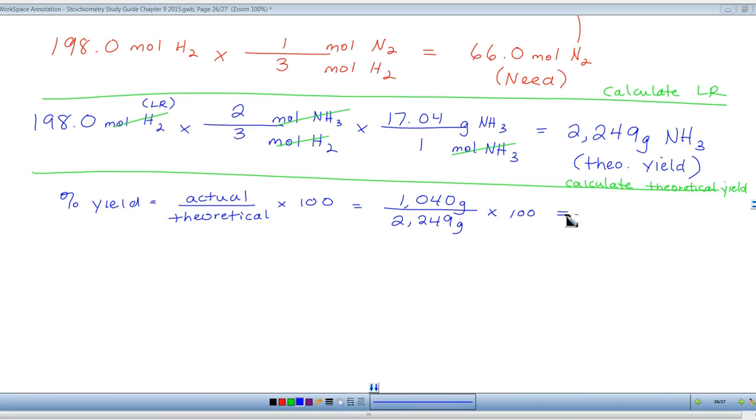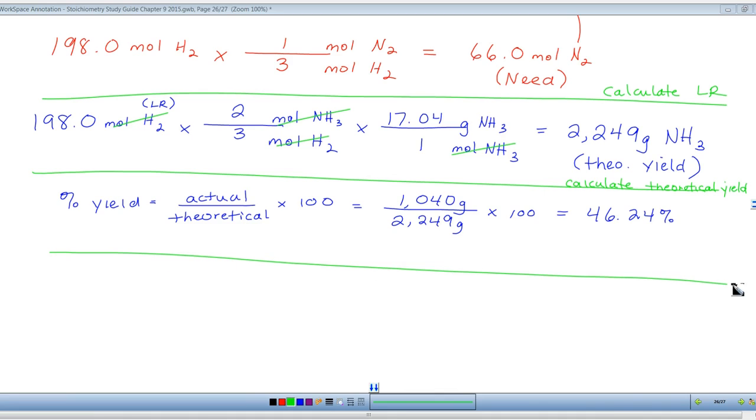I don't know, like 3 or 4 figures maybe. 36.24%. Interesting. They lost more than half their product. But this is a reaction that deals with a bunch of gases, and that is kind of typical. It's hard to really contain a gas when it's produced.